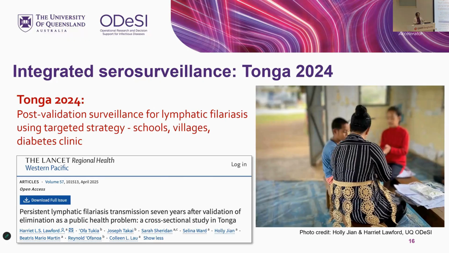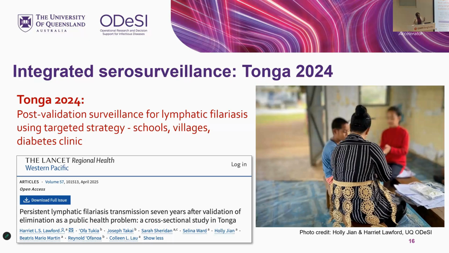So moving on to Tonga, this is a study that we did in 2024. So the global program to eliminate lymphatic filariasis is one of the largest public health programs in the world. And many countries in the Pacific have reached elimination targets. So 8 of the 16 endemic countries have reached targets, the other 8 have not. And Tonga reached targets in 2017, but had not done any post-validation surveillance until this study.